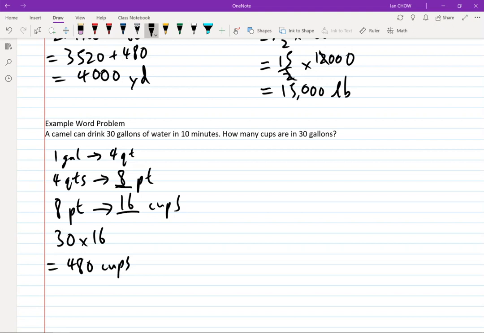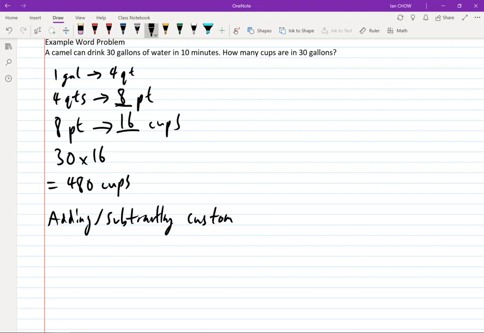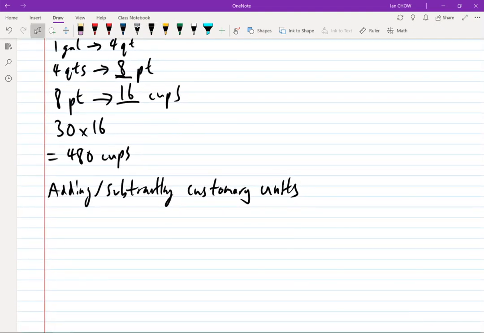Next part is we're going to add and subtract some customary units together. And so this part will be adding and subtracting customary units. And so as an example, let's say we want to add 3 feet and 2 inches plus, let's say, 1 foot and 11 inches.